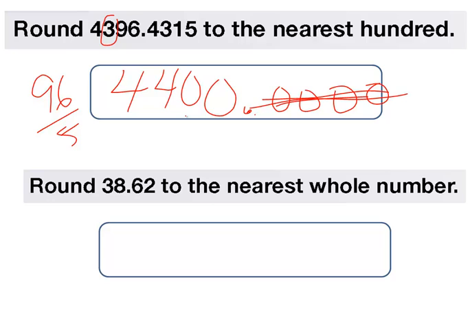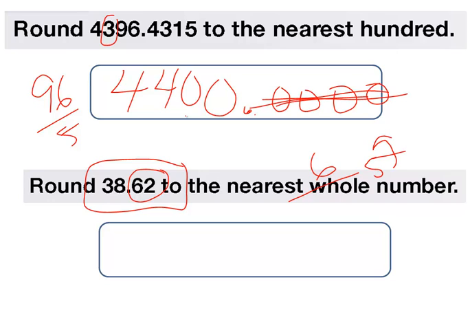Take a look at this next one, round 38.62 to the nearest whole number. Well, the nearest whole number is going to be in the one spot, so we need to decide, we've got to round, is that going to round up or is that going to round down? So is this number going to stay at 38 or does it round up to 39? Well, 6 is higher than our 5, so it's going to round up. So the 62 is going to round up, turning that 38 into a 39.